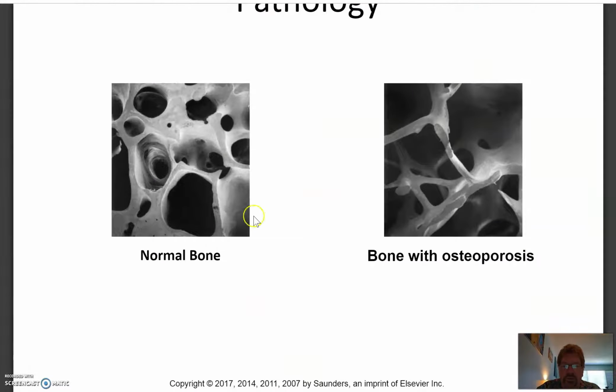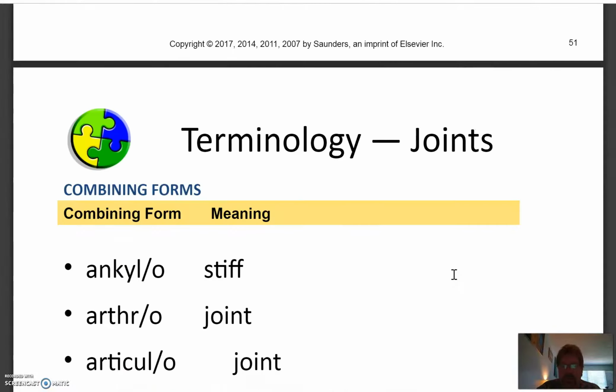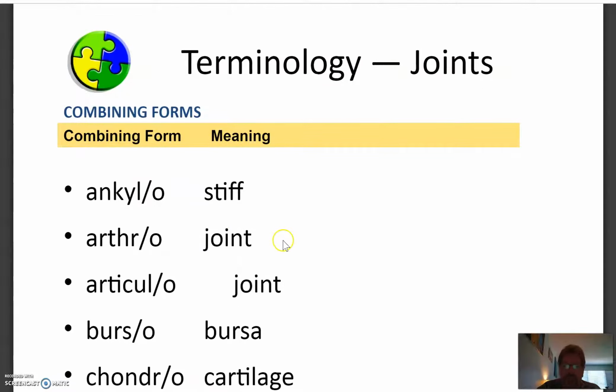Pathology: here's normal bone. Look at all the spaces. This is someone with osteoporosis. Porous bone. It's linked to hormones, guys, so it's common in postmenopausal females.